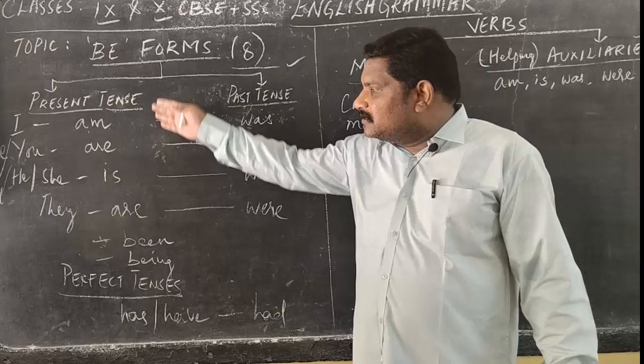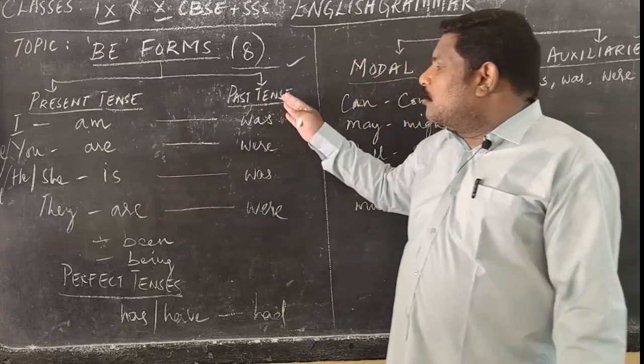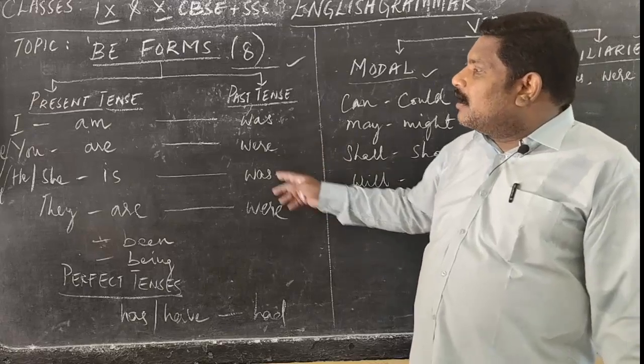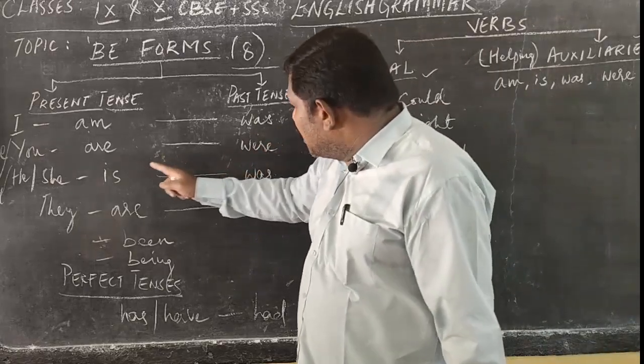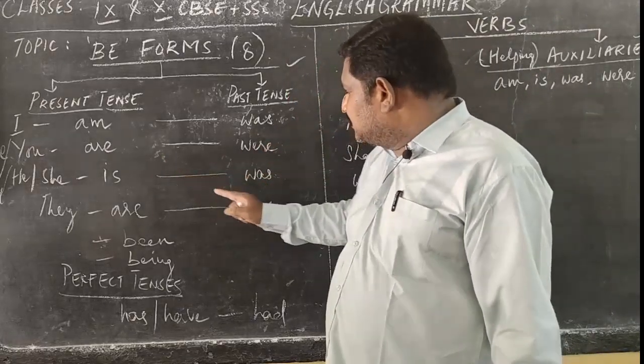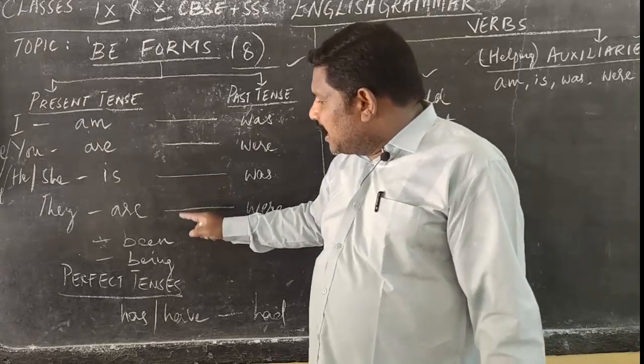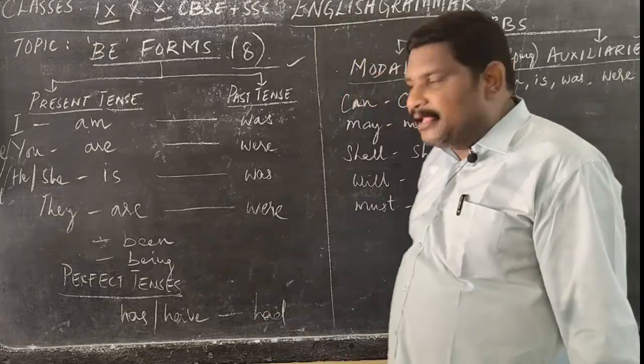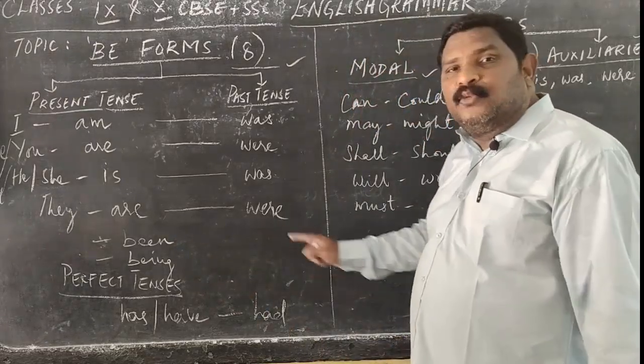The be forms of the present tense are of this order. The be forms of the past tense are of this order. Altogether, they are eight in number: am, was, are, were, is, been, and being. And that is one aspect.